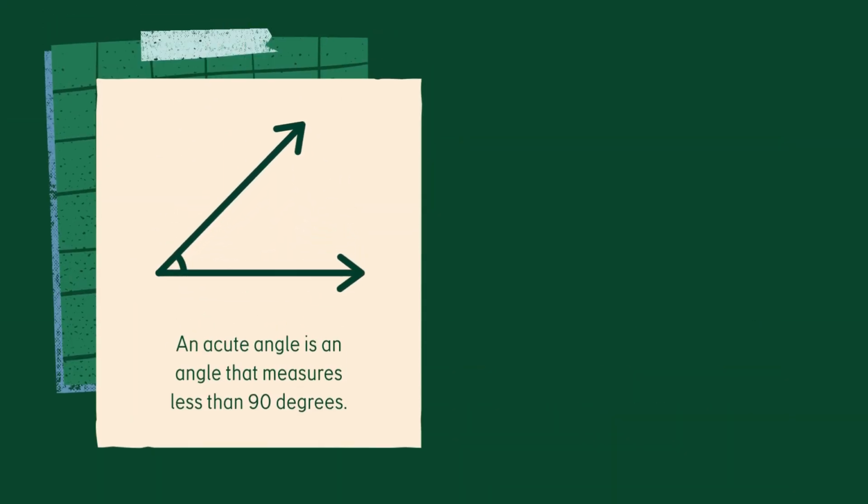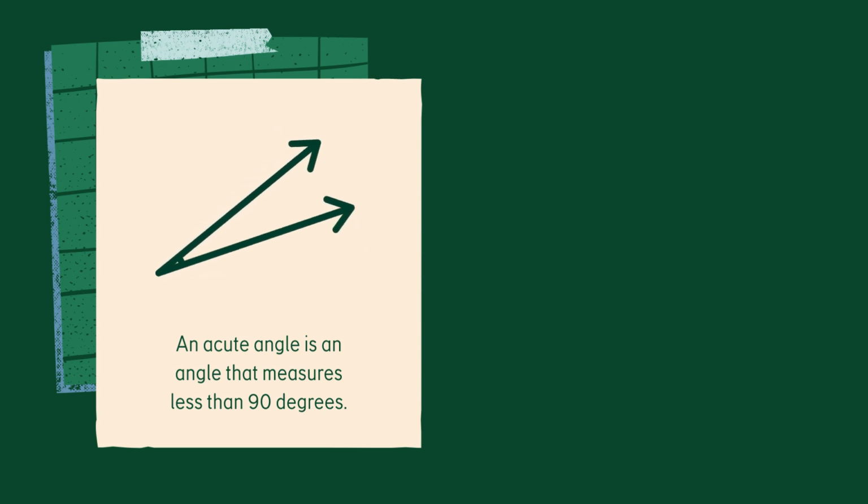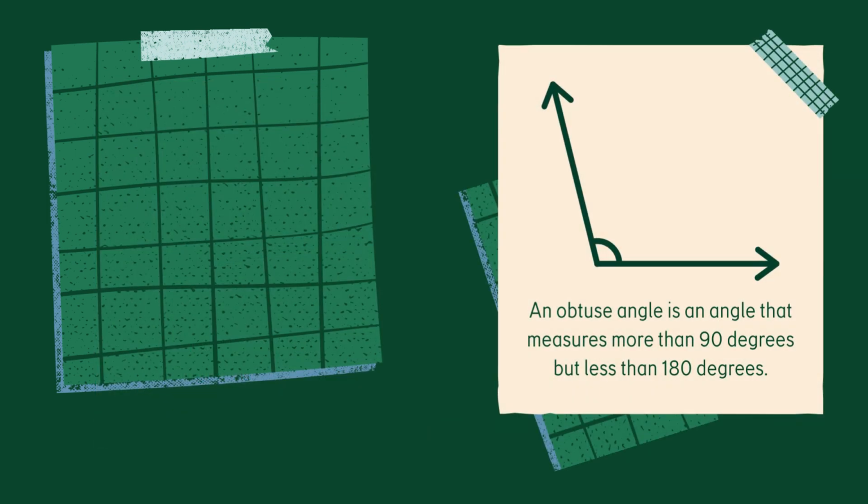An acute angle is an angle that measures less than 90 degrees. An obtuse angle is an angle that measures more than 90 degrees but less than 180 degrees.